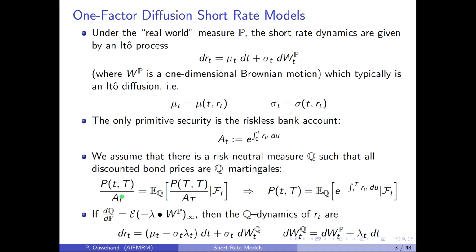Further recall that if the Radon-Nikodym derivative of the risk-neutral measure with respect to the objective measure is given by this Doléans exponential, then by Girsanov's theorem, the risk-neutral dynamics of the short rate are given as follows. In other words, we subtract the volatility times the Girsanov kernel from the drift, but leave the volatility of the short rate unchanged.